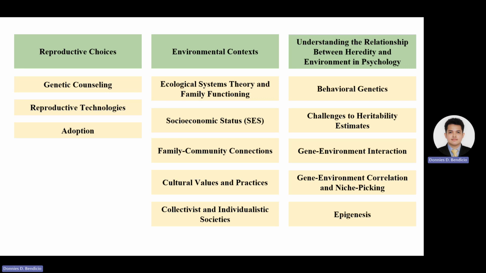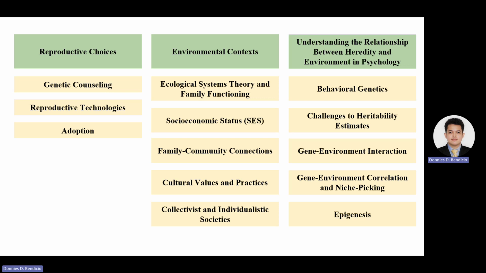contexts. Next is gene environment correlation and niche picking. So gene environment correlation refers to the idea that an individual's genetic makeup can influence the environments they are exposed to. So people may seek out or create environments that align with their genetic predispositions. So for instance, a child with genetic talent for music may be more likely to engage in musical activities, ultimately enhancing their musical ability. So this concept is relevant in developmental psychology, where researchers explore how gene environment correlations contribute to individual differences.